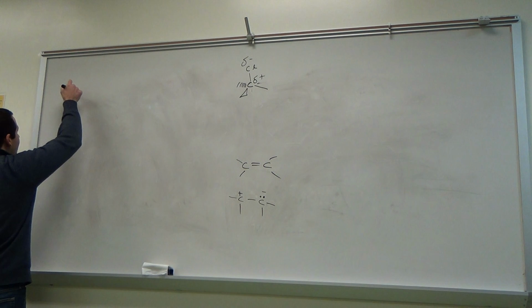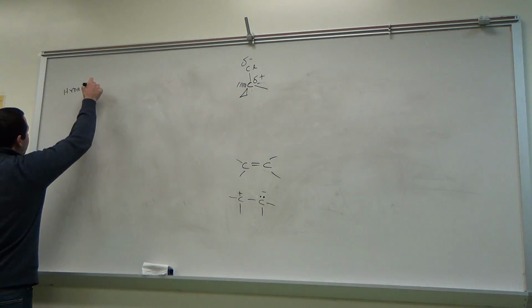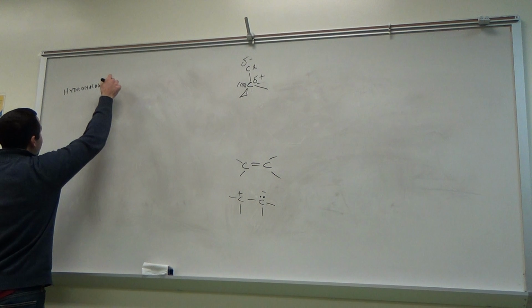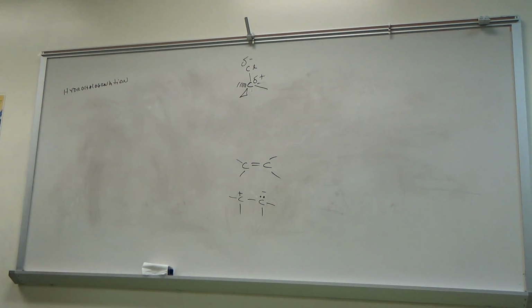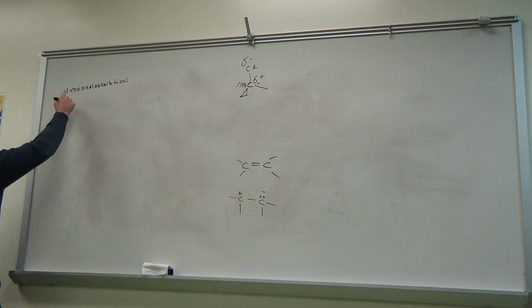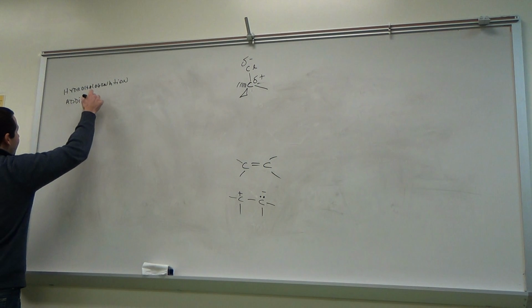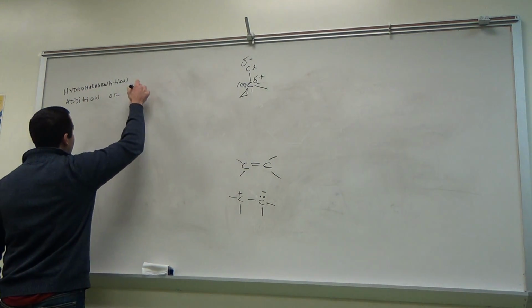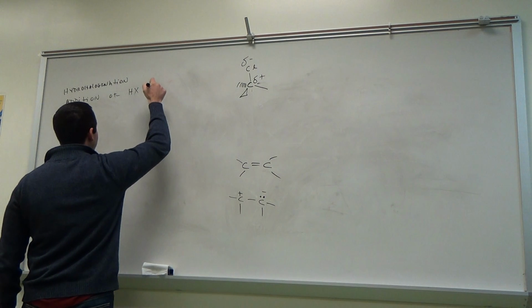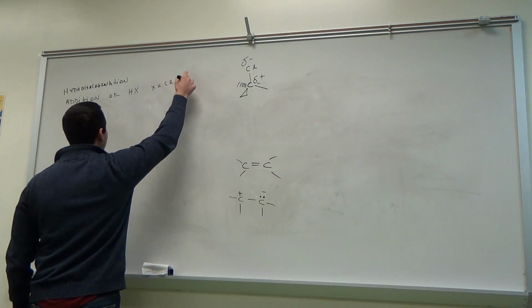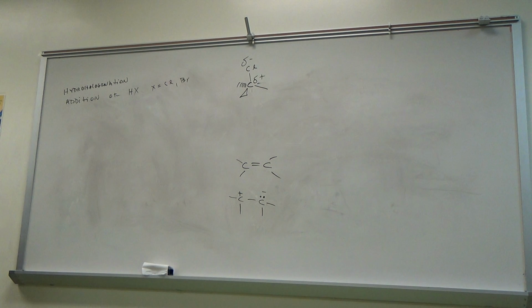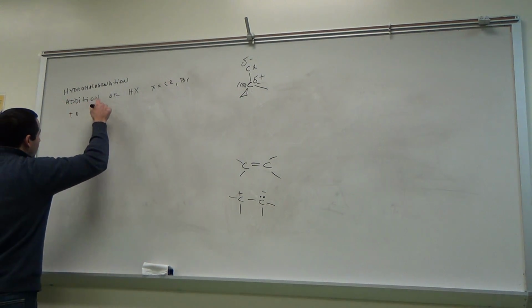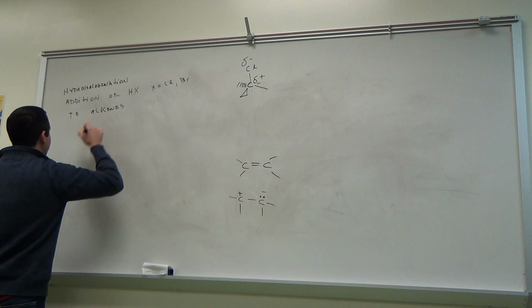We can call this reaction hydrohalogenation. Okay? Or we can call this reaction addition of HX, where X is equal to Cl and Br. So additions of HCl and HBr to alkenes, or to double bonds. Okay?